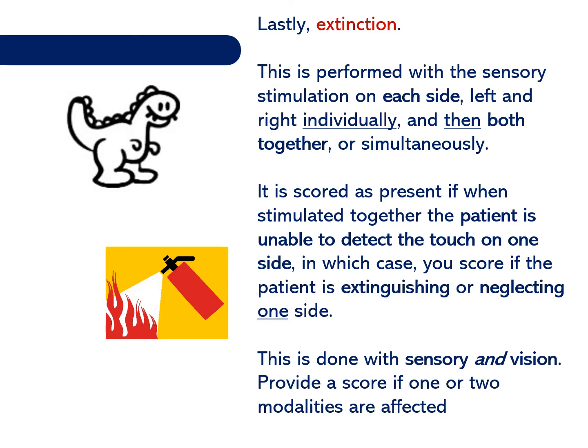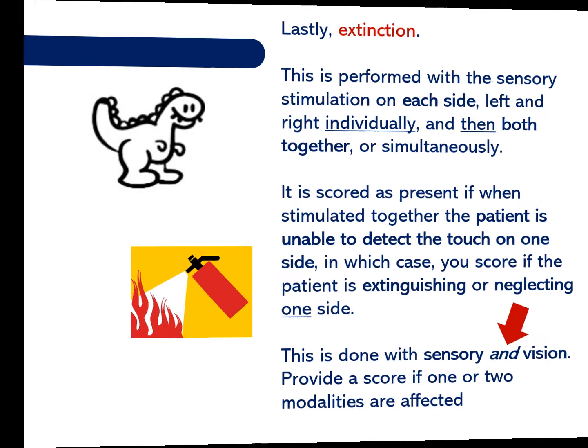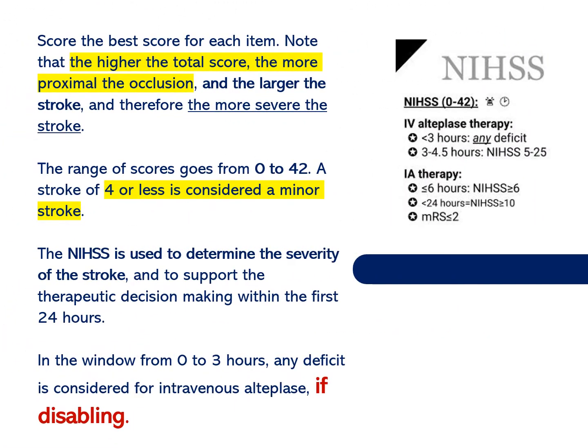This is done with sensory and vision. Provide a score if 1 or 2 modalities are affected. Score the best score for each item. Note that the higher the total score, the more proximal the occlusion, and the larger the stroke, and therefore the more severe the stroke. The range of scores goes from 0 to 42.